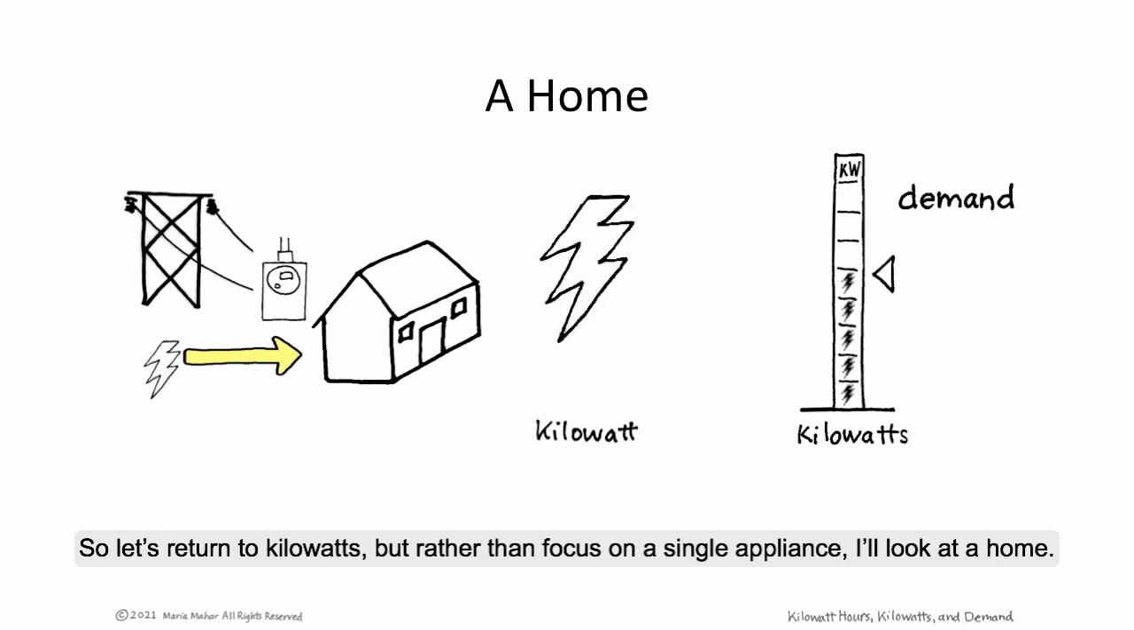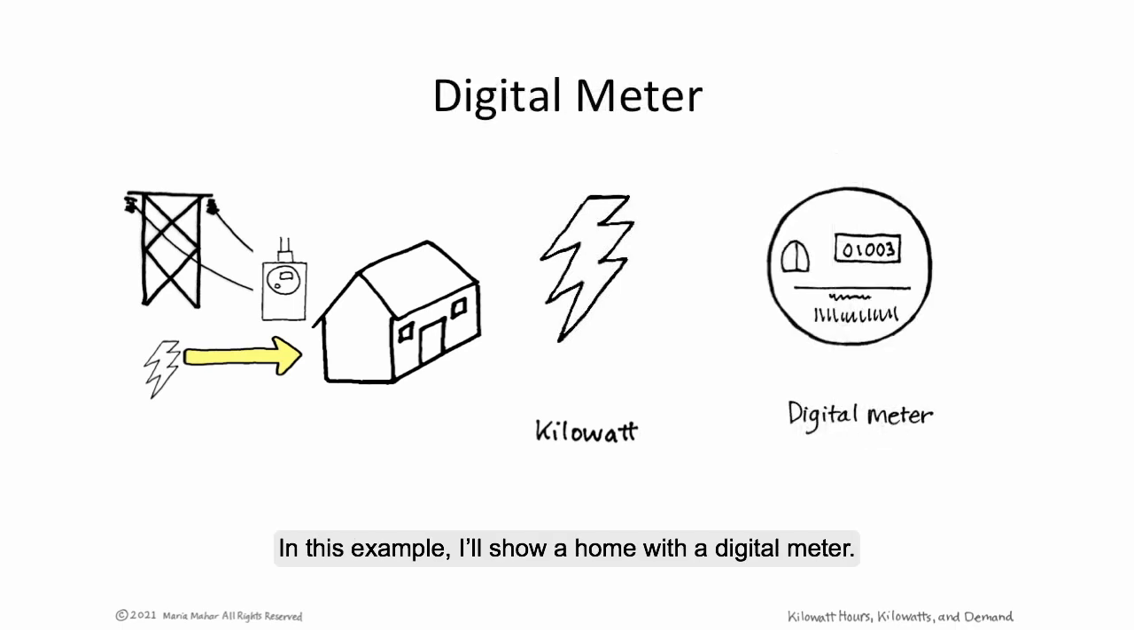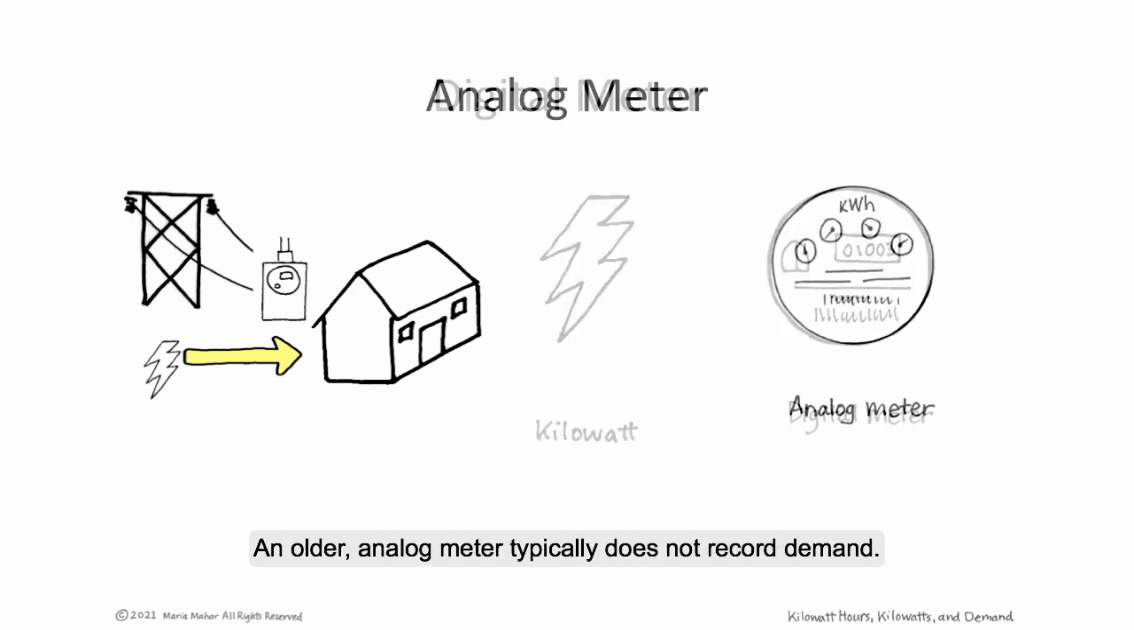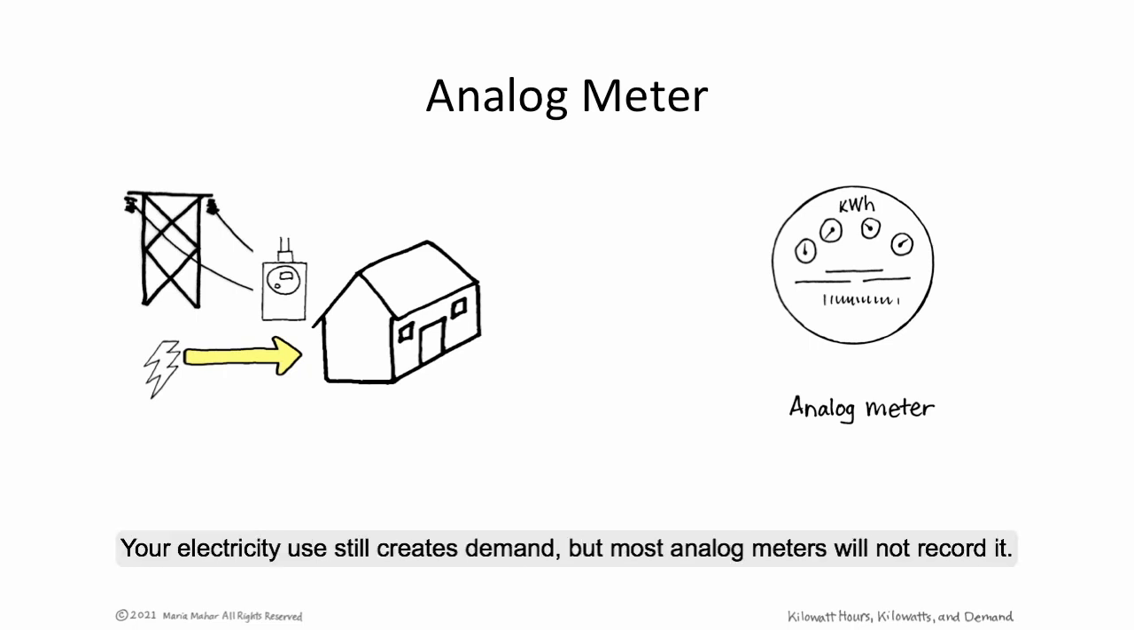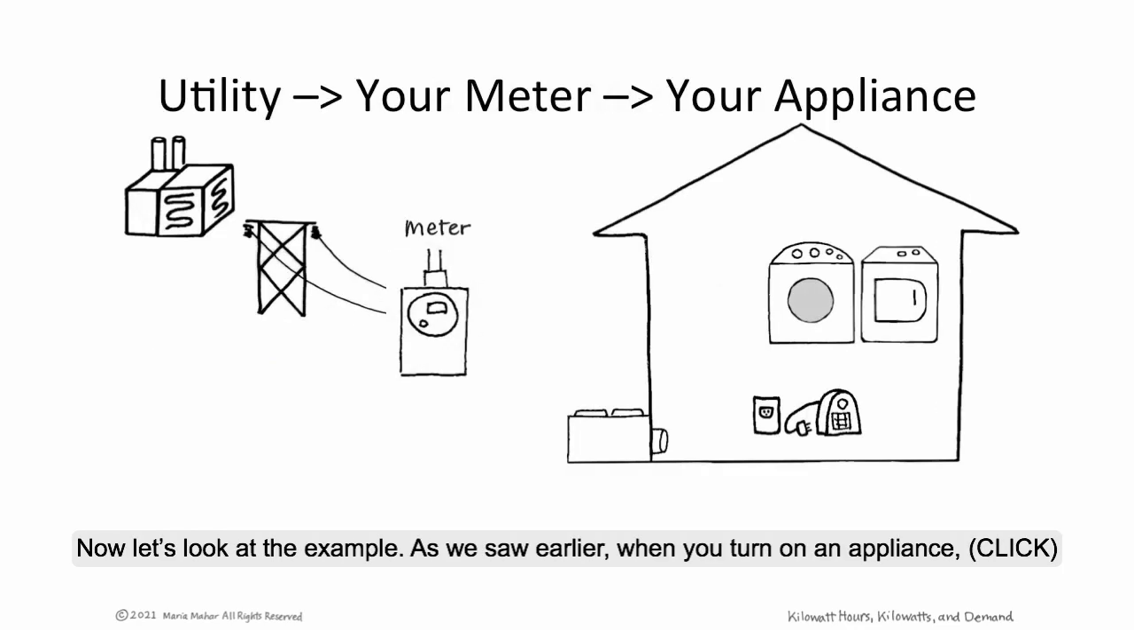In this example, I'll show a home with a digital meter. A digital meter is able to measure and record demand in kilowatts. An older analog meter typically does not record demand. Your electricity use still creates demand, but most analog meters will not record it. Now let's look at the example.